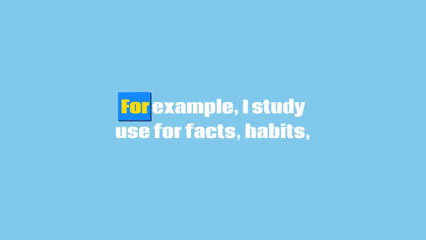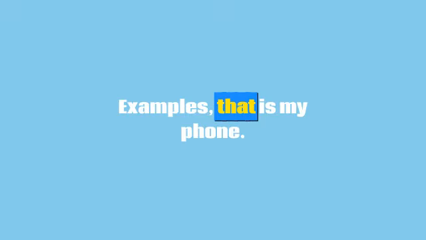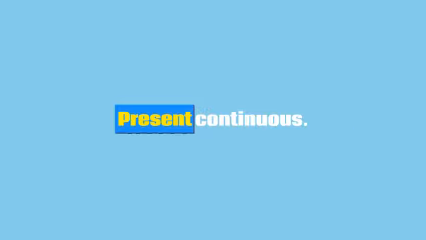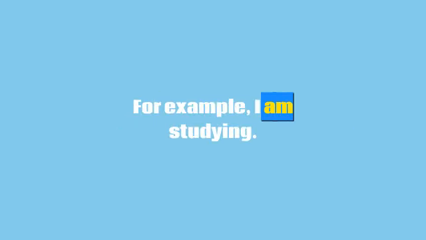1. Present simple, for example, I study. Use: for facts, habits, and schedules. Examples: That is my phone. Fact. He studies every day. Habit. On weekends we play soccer. Schedule.